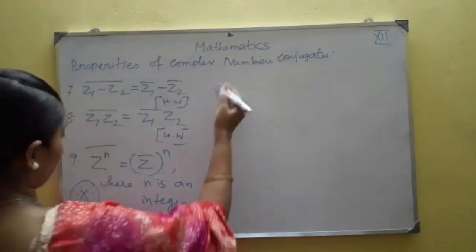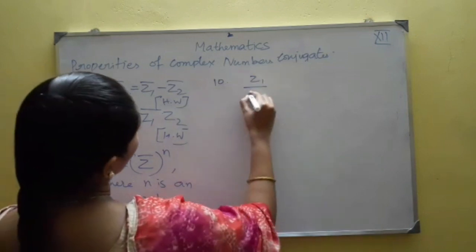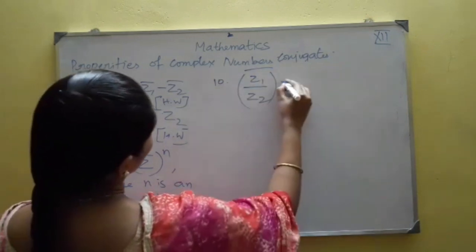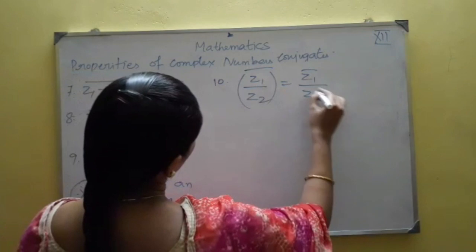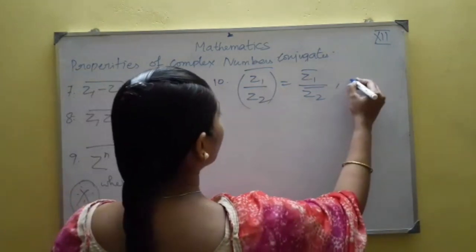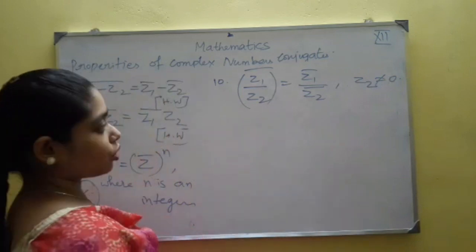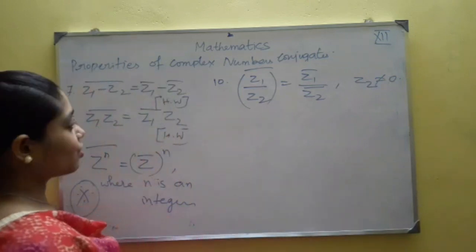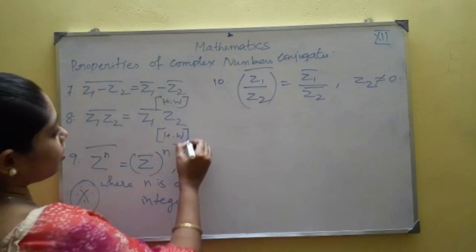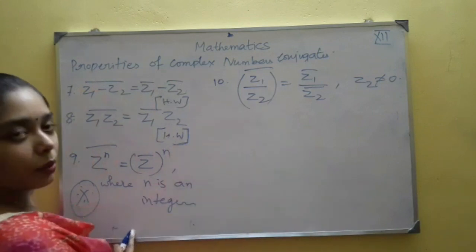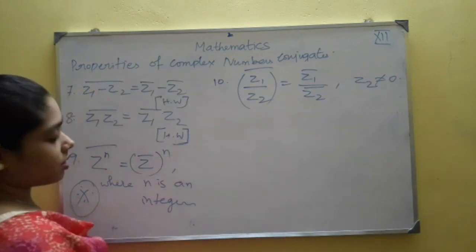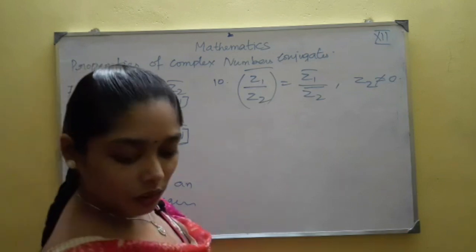So no need to do this property also. 10th one, z1 by z2 the whole bar is equal to z1 bar by z2 bar, where z2 should not be equal to 0, because it is in the denominator portion, it is not supposed to get the value 0. So take these two as a homework and note it down, and this is a very important property. Okay, no need to do it as a homework, just observe that.